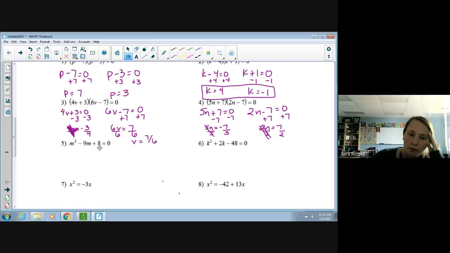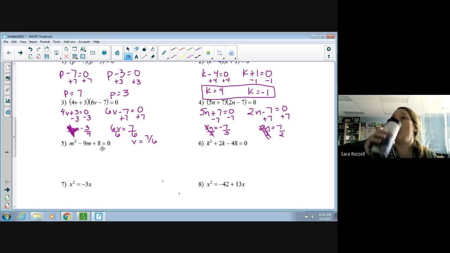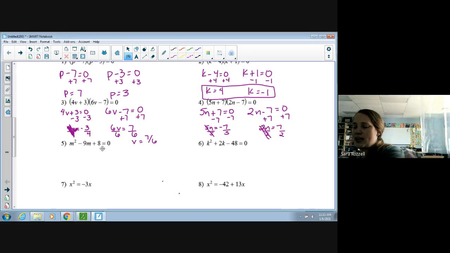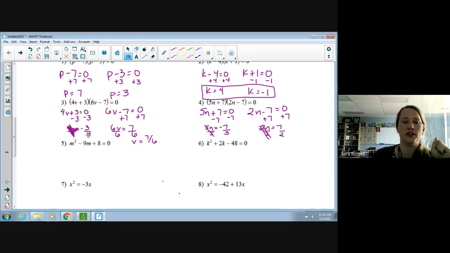So on our first problem here that we have to actually factor, we have m squared minus 9m plus 8. And we are looking for two numbers that multiply to which of those numbers, the 9 or the 8? We're looking for the ones that multiply. Is that the 9 or the 8? That is the 8, right? It's always.